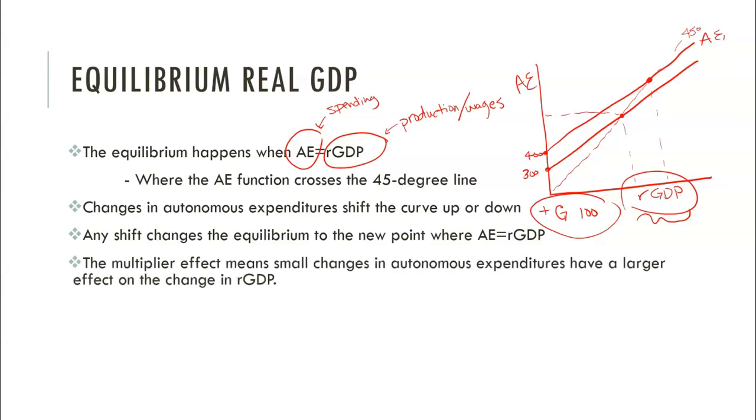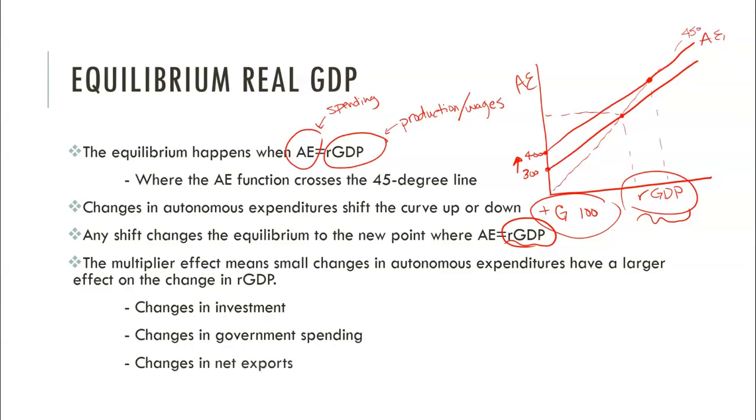Small changes in government spending or investment can have a much larger effect on the change in real GDP because of that multiplier effect. So real GDP represents total production in an entire year. And so a small initial change, government spends $100 more, but because that is spent multiple times throughout the year, it leads to a greater increase in total overall production in the economy. Autonomous expenditures are going to be changes in investment, changes in government spending, and changes in net exports. And the reason they're autonomous is because they're determined by something else.